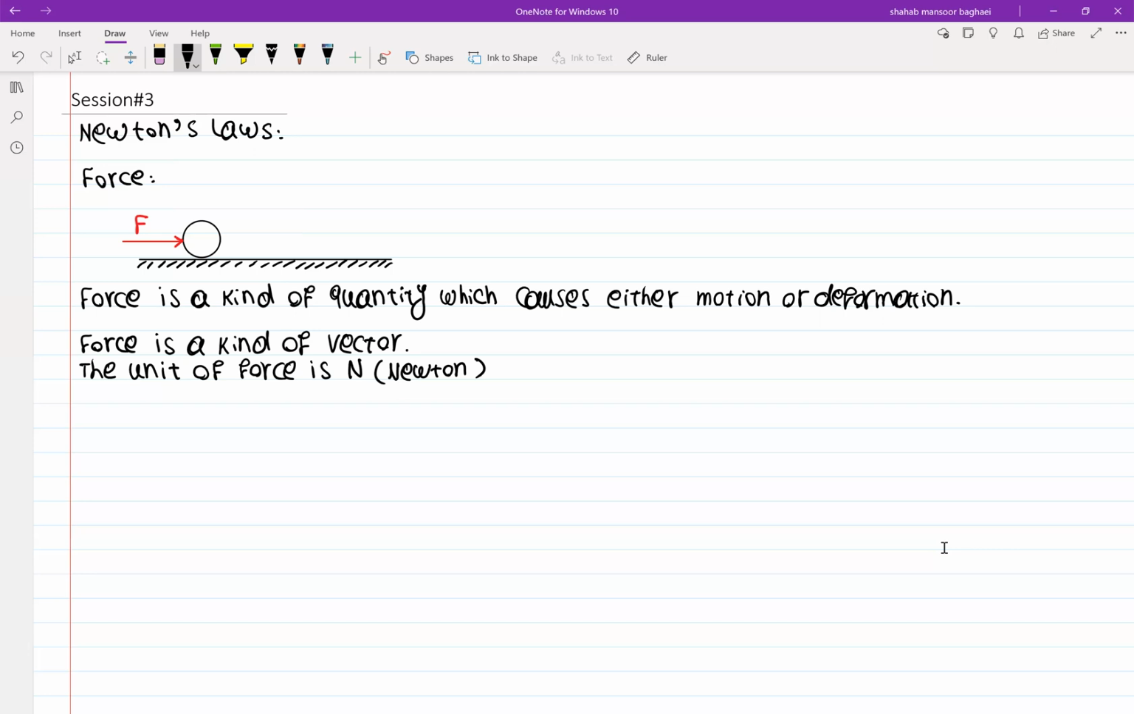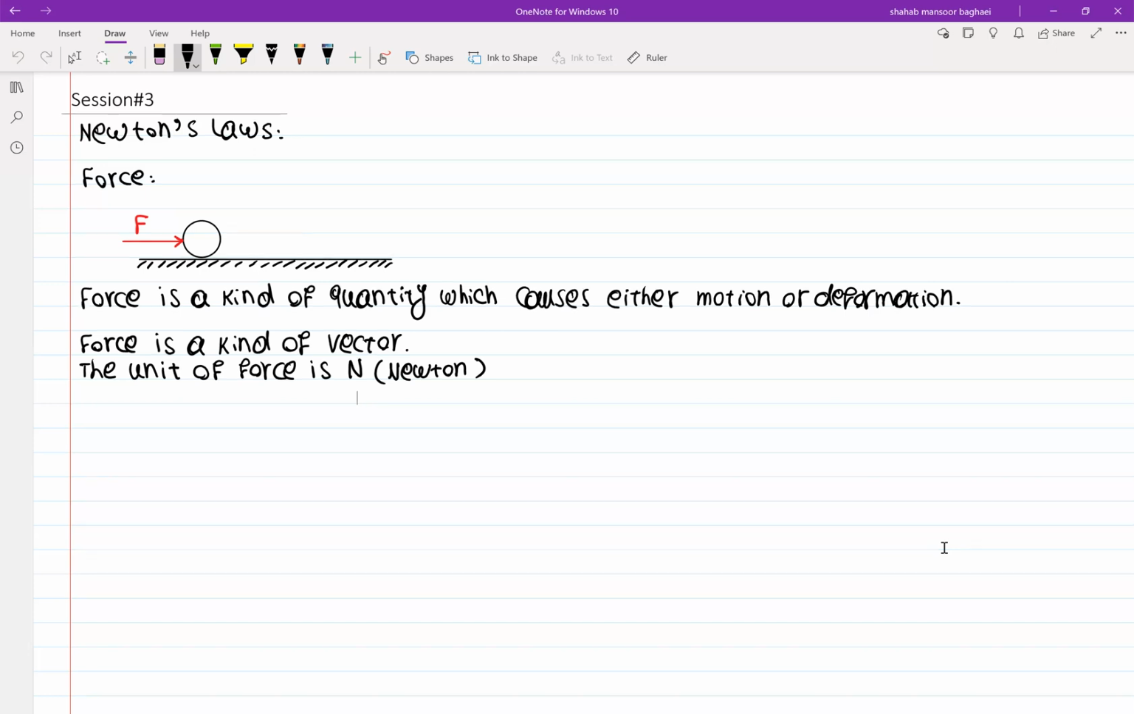For example, here, I want to move a desk on a flat surface. What do I need to move the desk? Of course, I need force. And you have to apply this force along your specific direction. At that moment, you can move it.